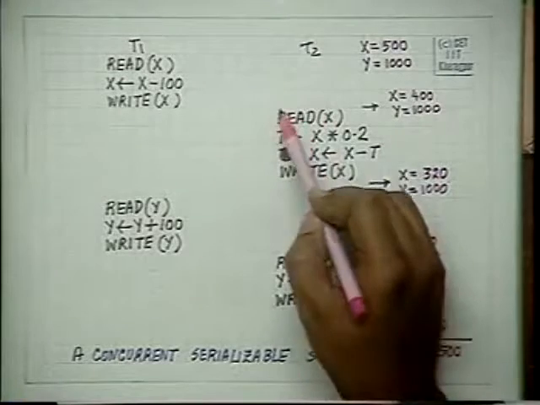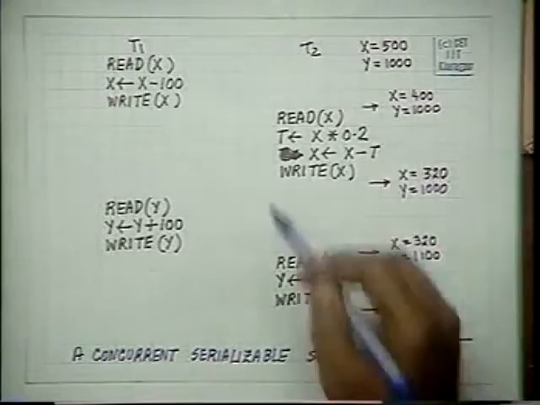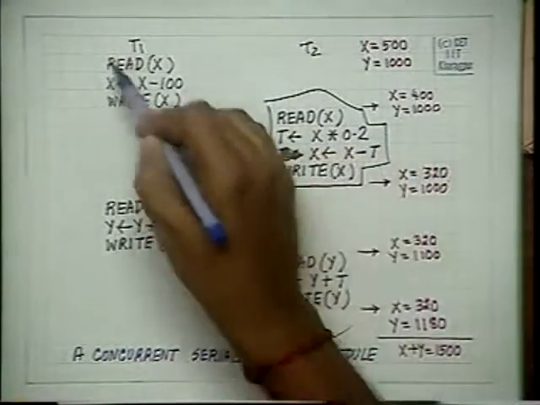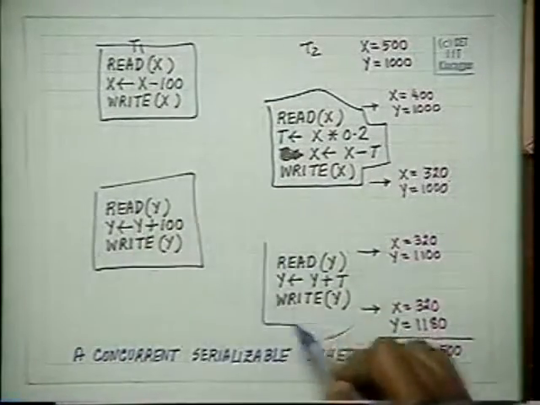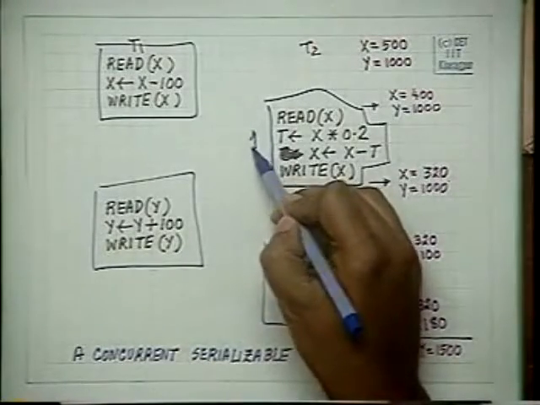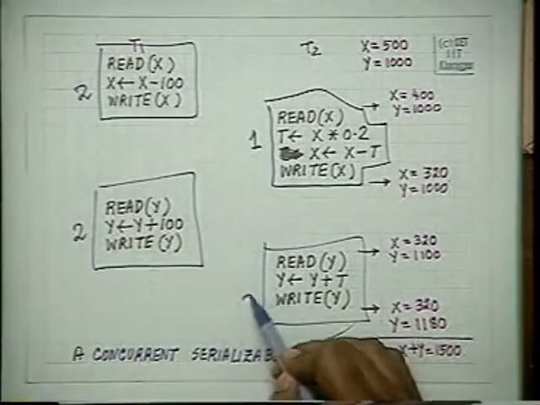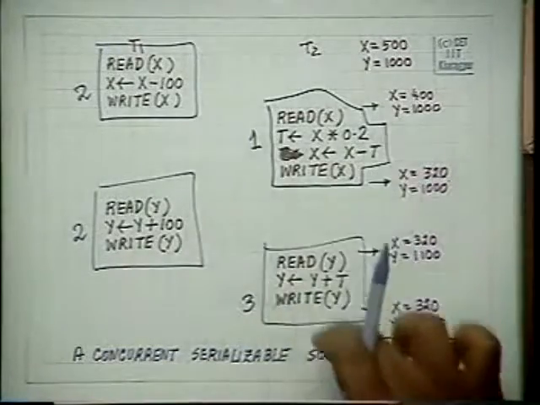Now let us see another concurrent schedule. In time step 1, this one is done. In the first block, this one is done, then this one, then this one, then this one. This is equivalent to T2 followed by T1.